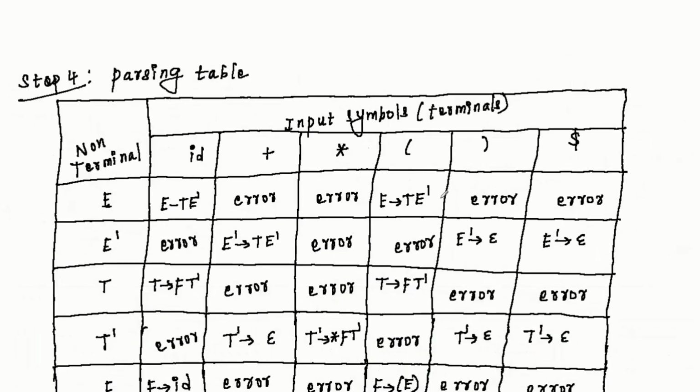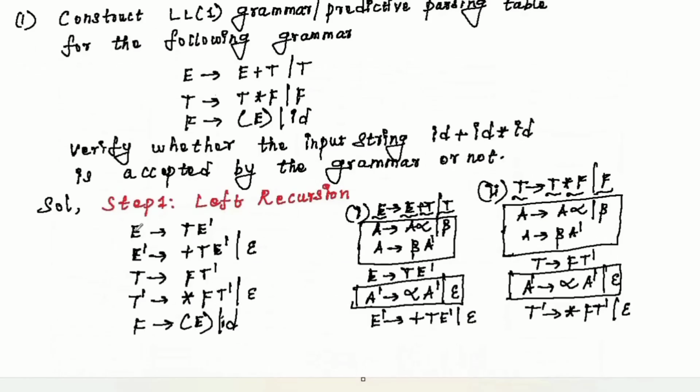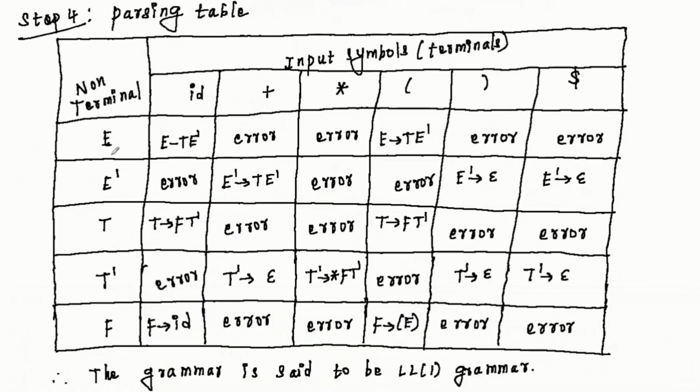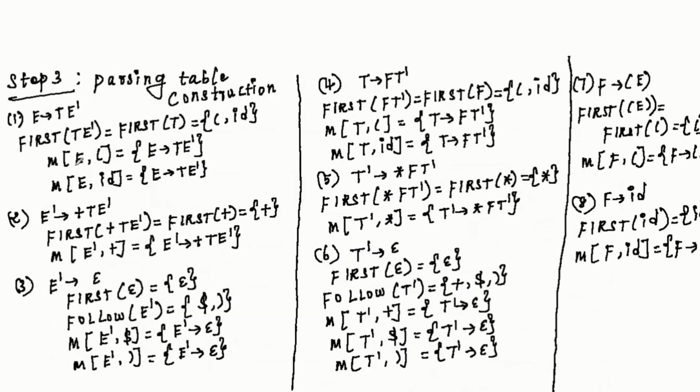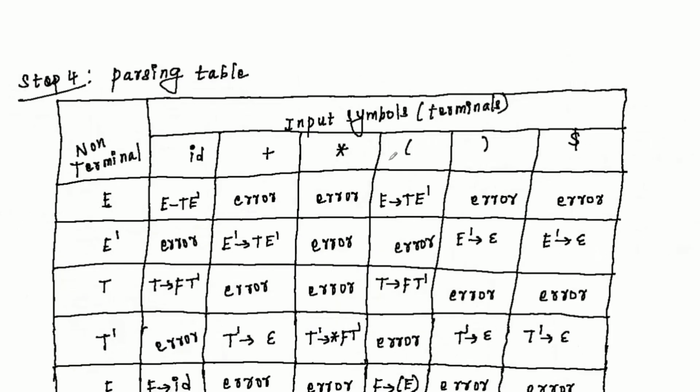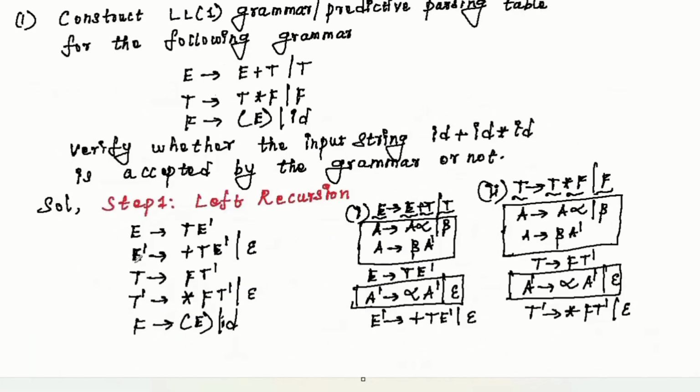In the given parsing table, non-terminal symbols are going to be E, E dash, T, T dash, F. Here you write E, E dash, T, T dash, F. And input symbols are terminal symbols: ID, plus, star, open bracket, close bracket, dollar. So E open bracket, E ID is going to be E tends to TE dash. Next production, E dash tends to plus TE dash or epsilon.